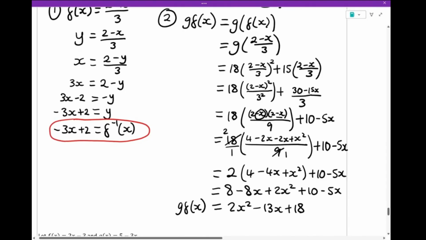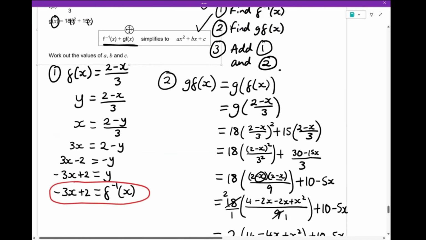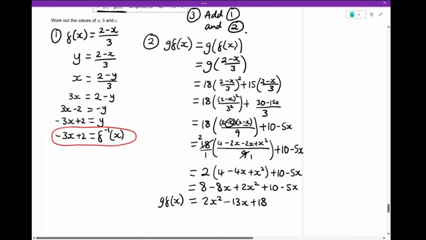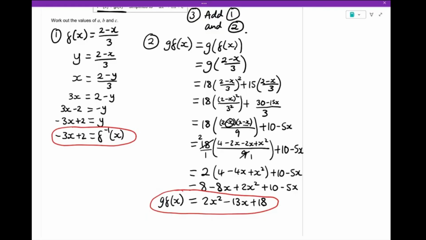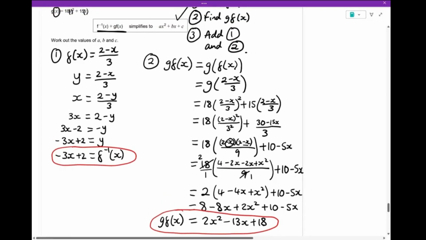So we have completed step 2. Now we have to move on to step 3. What I'm going to do is circle this composite function I just found, and step 3 up here says we need to add what we found in step 1 and step 2. So the two things I've circled in red, we now need to add them together. Because if we look at the initial question, we need to do the inverse of f of x plus gf of x. So let's write step 3 down here.